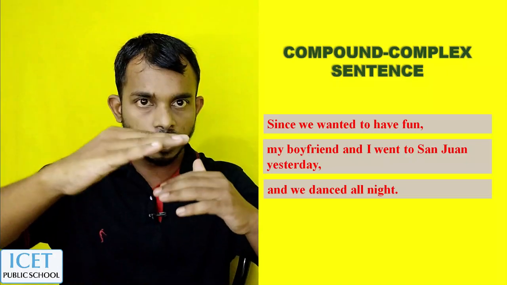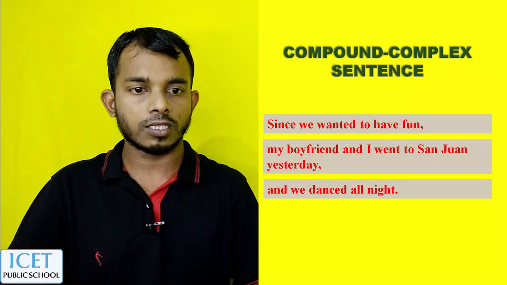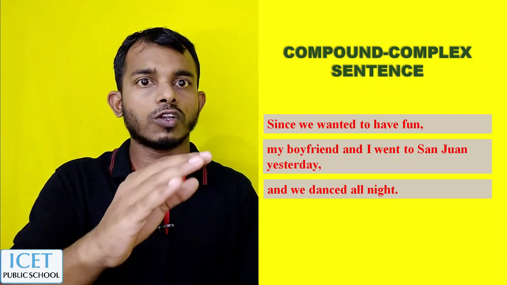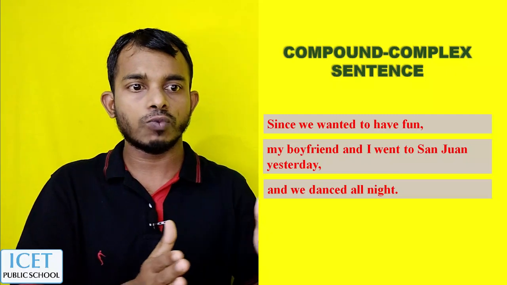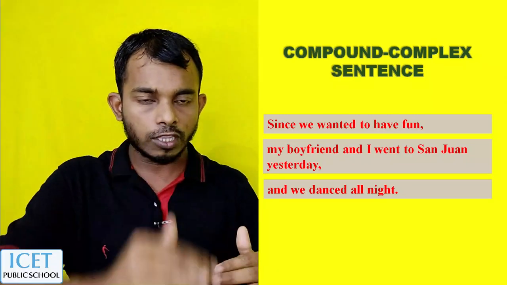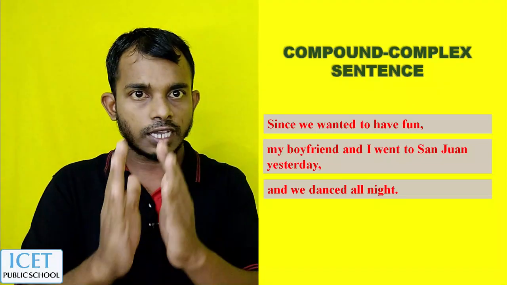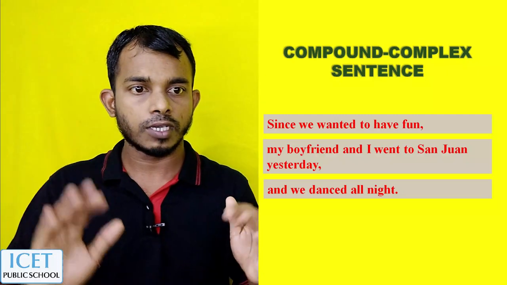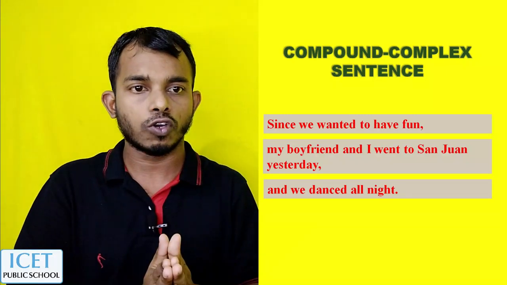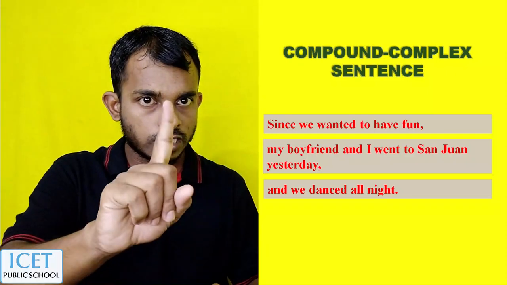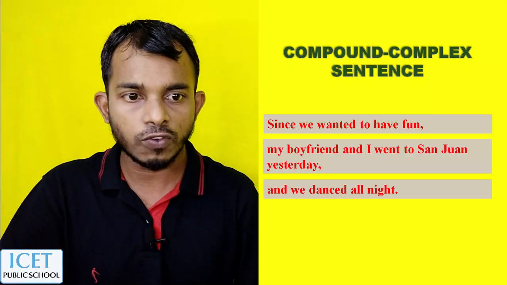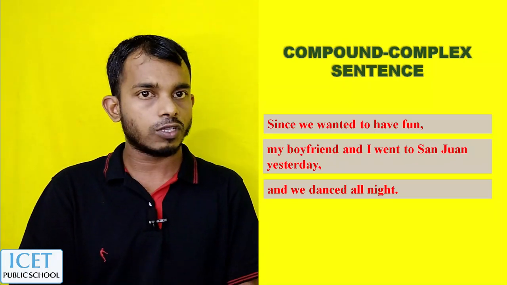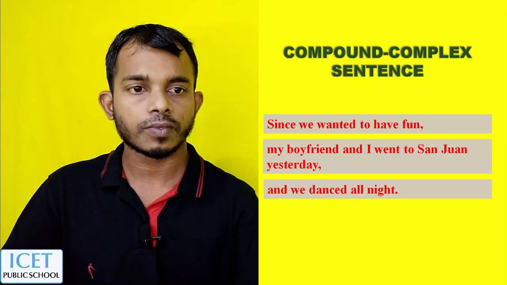How many parts? Now, 3 parts are there. 3 clauses are there. Out of this, one of the clauses will not stand alone. The first clause, look at it, since we wanted to have fun, will not stand alone. The other 2 clauses can stand alone, they are independent. One clause is dependent. So this sentence is called a compound complex sentence. The entire thing is one sentence only, okay? Since we wanted to have fun, my boyfriend and I went to St. John yesterday and we danced all night is one sentence only.